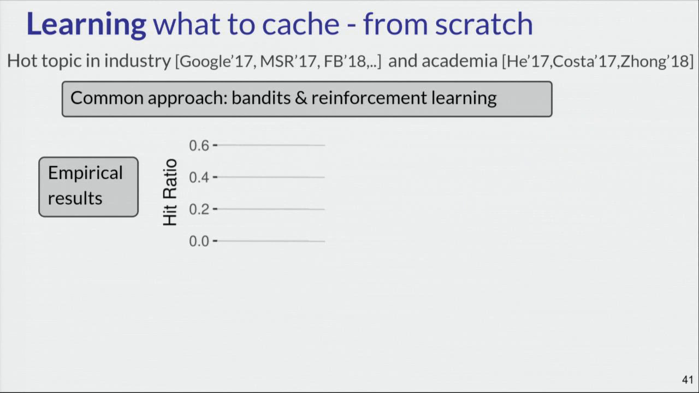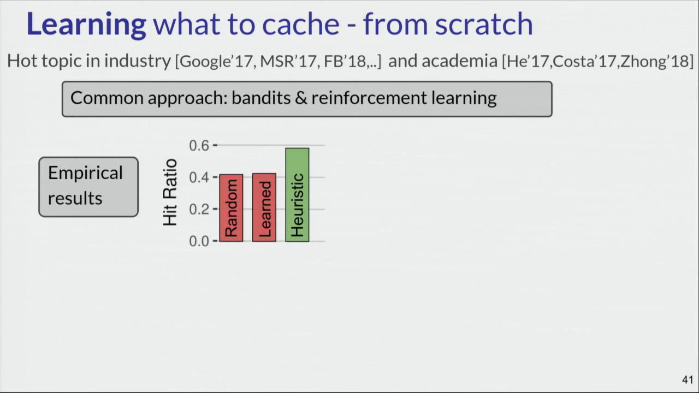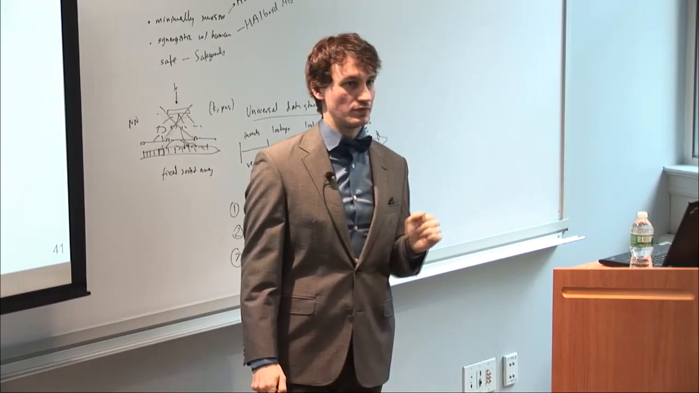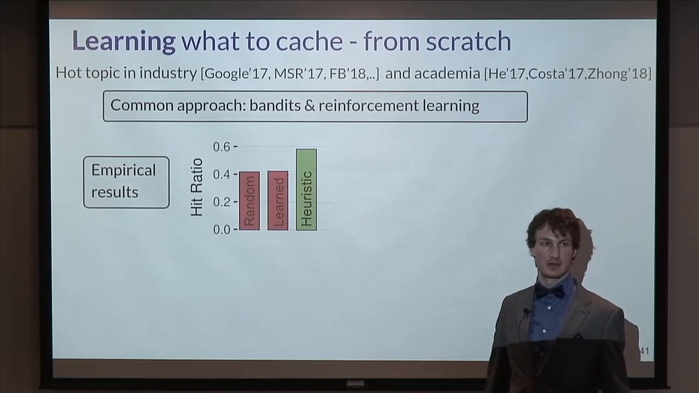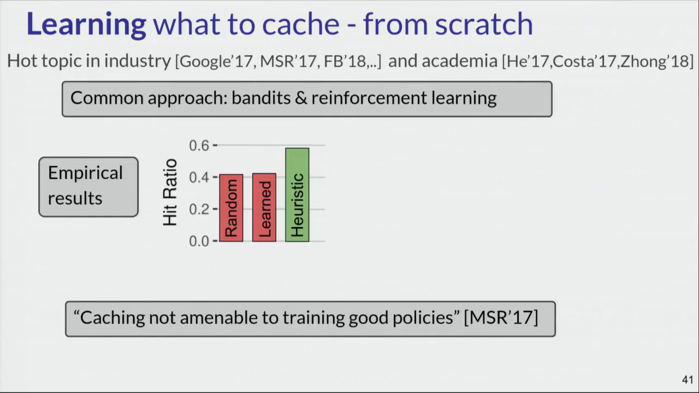Now, if you look at some empirical results in that, that's actually taken from Sid's paper, if you look at a random eviction policy, which obviously doesn't do a lot, most of the learned policies that we've come up with actually don't improve a lot over random. And comparing that to the heuristics we use in production today, which really have no machine learning basis behind them. Someone just defined least recently used eviction as a pretty good idea. Most heuristics are still much, much better than these learned policies. And so people have concluded that caching is just not amenable to training good policies.